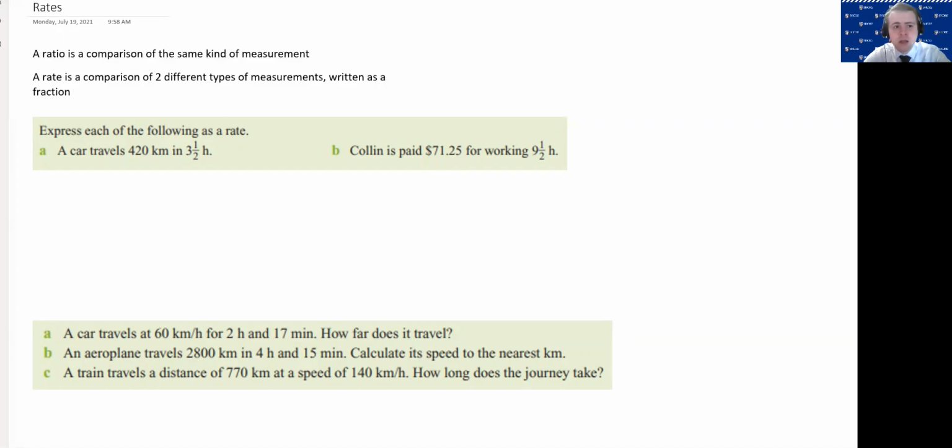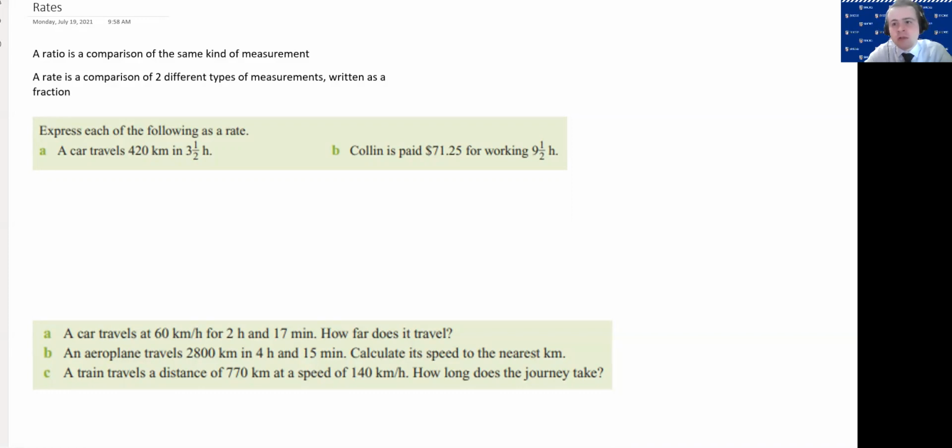A rate is when you compare two different kinds of measurements, things that use completely different units. So, for example, distance and time. You can't measure those two different quantities the same way. Or you might have money and time, or liters per dollar, or dollars per liter, or whatever it is. There are lots of different units that you can use to come up with a rate.